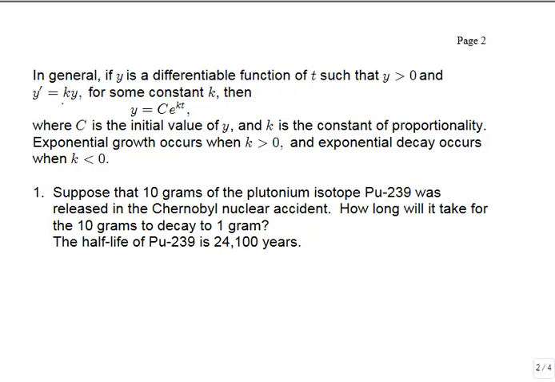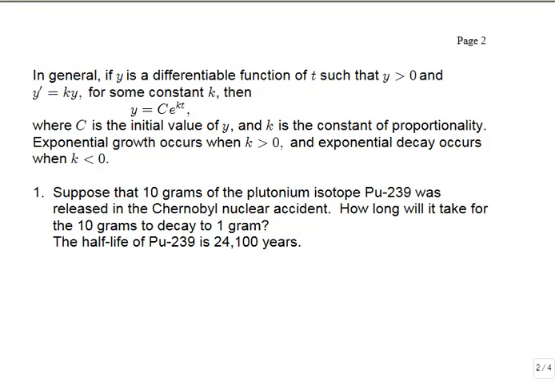Let's generalize what we just talked about. So in general, if y is a differentiable function of t such that y is positive and y prime is equal to ky, then for some constant k, y is equal to c e to the kt, where c is that initial value of y and k is called the constant of proportionality. Exponential growth will occur when this k is positive, and exponential decay will occur when that k is negative.